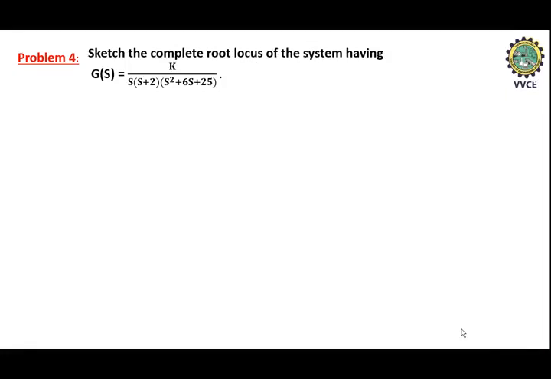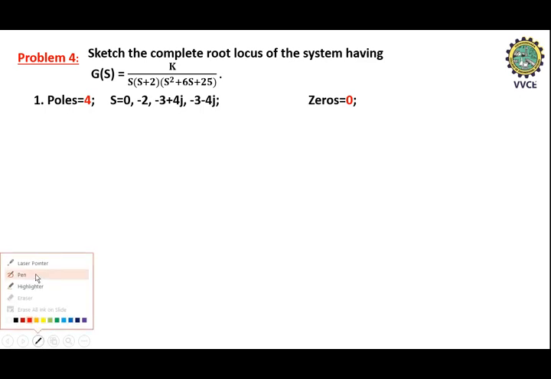Let us see the next problem. Sketch the complete root locus of the system having G(s) equal to K divided by s into (s plus 2) into (s square plus 6s plus 25). So here you can see how many poles and how many zeros are present. In the numerator there are no s functions, so no zeros. So the total number of zeros is equal to 0.